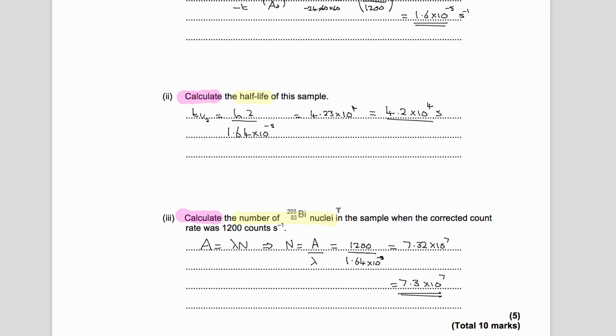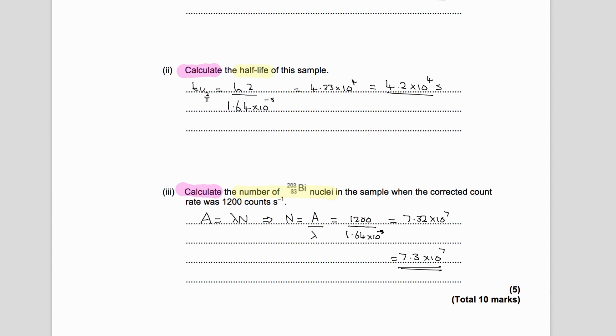We're then asked to calculate the half-life of this sample. Well, now we've got the decay constant, that's really easy, because the half-life is just equal to the natural log of 2 over the decay constant. Again, put that in your calculator, gives you 4.2 times 10 to the 4 seconds.